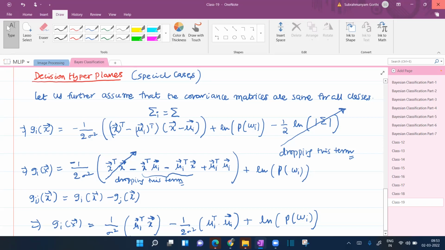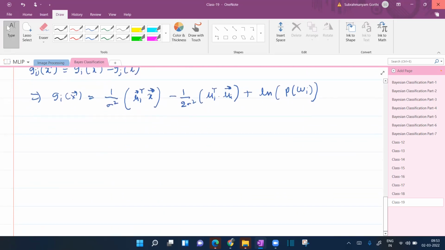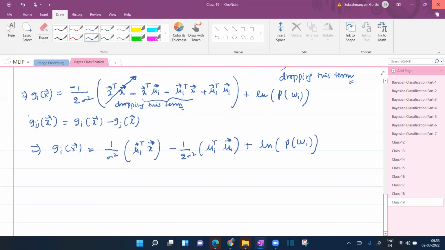That's the answer. Okay, now you have understood: you have x square by sigma i square and x square by sigma j square. Finally, all we need to keep in mind is this expression: Gij of x bar is Gi of x bar minus Gj of x bar. So on one side you will be getting 1 over sigma i square, and on the other side you will be getting 1 over sigma j square.